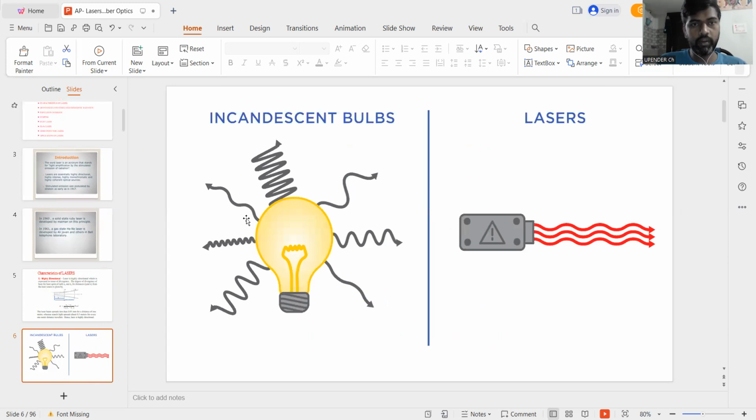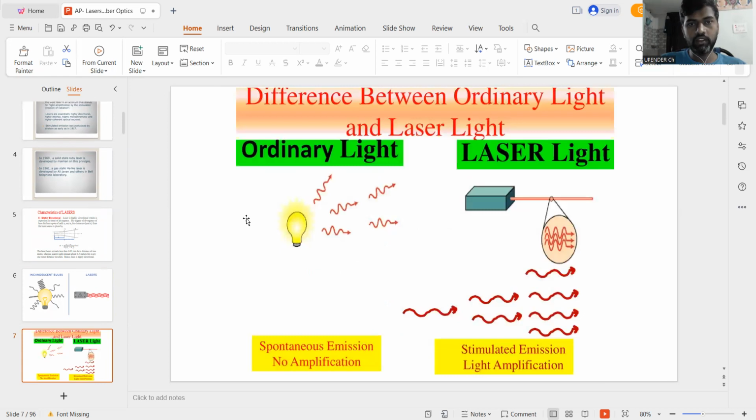Next, if you look at the diagram here, there are two sources. The first one is an incandescent bulb. The other one is a laser source. The incandescent bulb spreads the light in all possible directions with all wavelengths, but the laser source sends the light in one particular direction with only one particular wavelength. Next, this is another picture of a laser source.